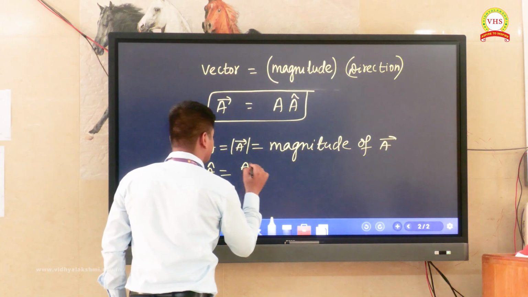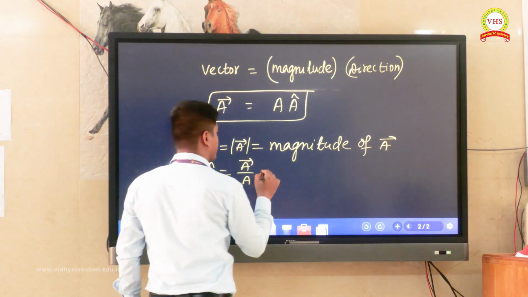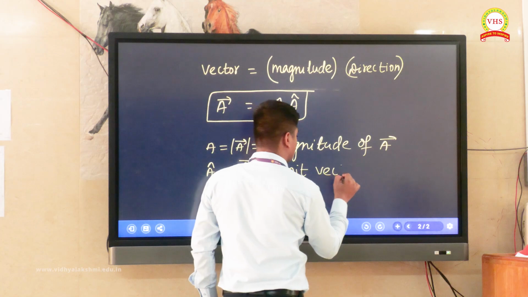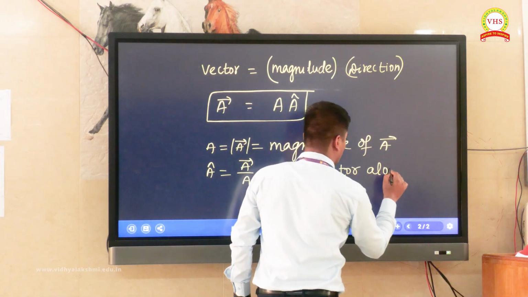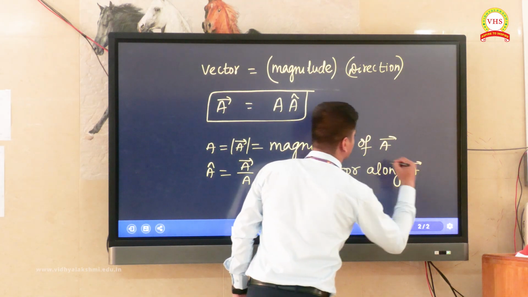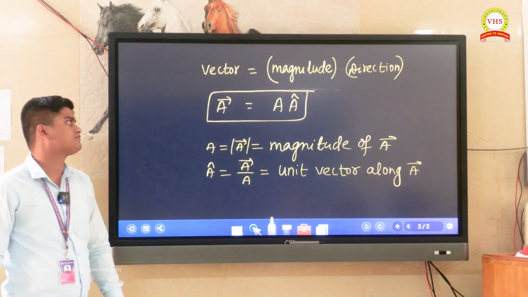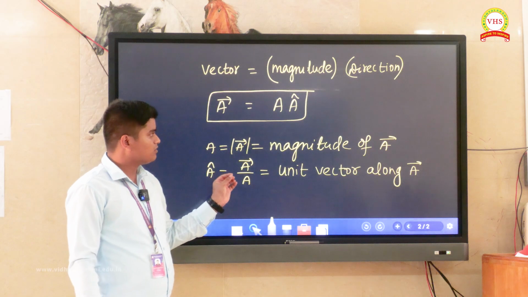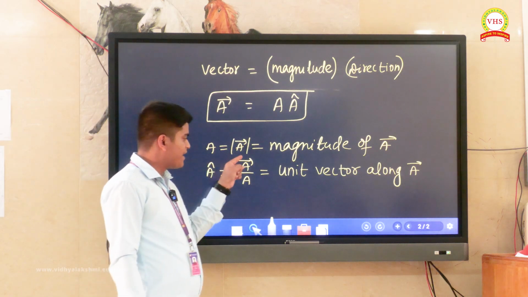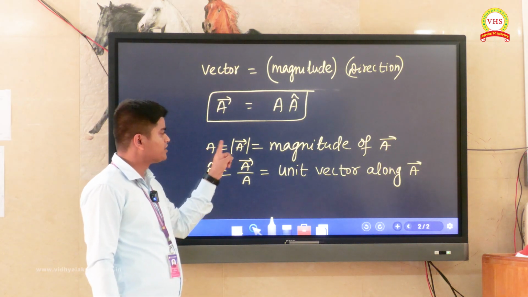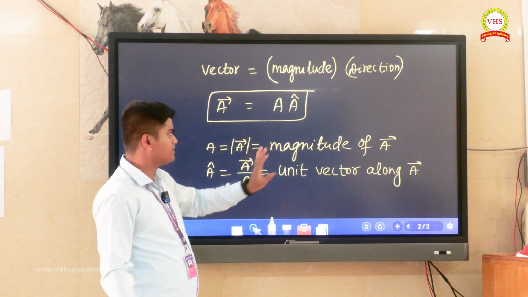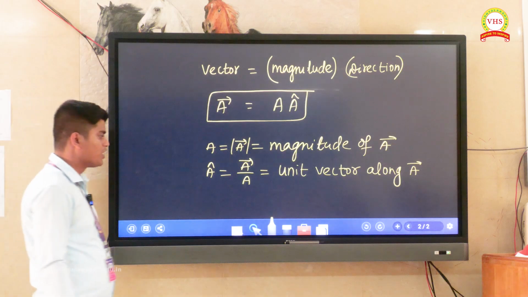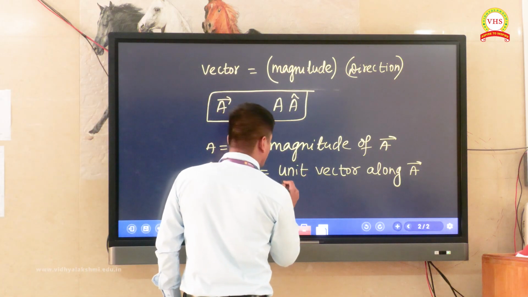Now this is the A cap. What is A cap? A vector divided by A. So this is called what basically? Unit vector along A vector. Yes or no? So now A cap is A vector by A, and A is nothing but the magnitude of A vector. So up to this we have completed or not? Completed, right? Now let's understand what this unit vector is.